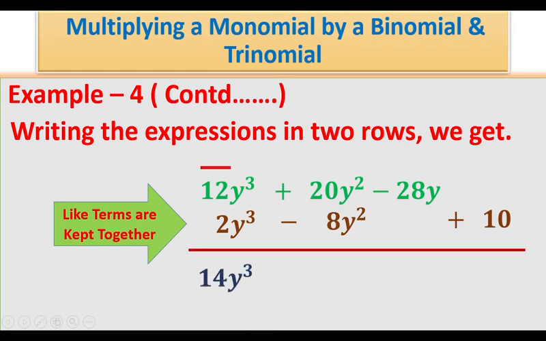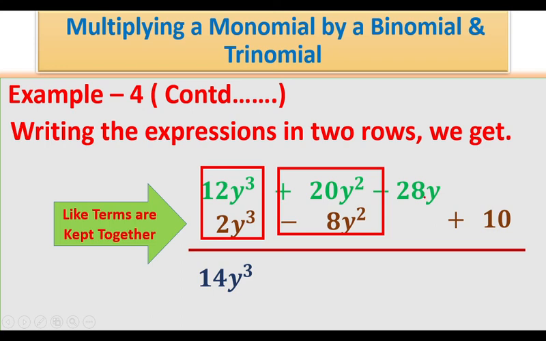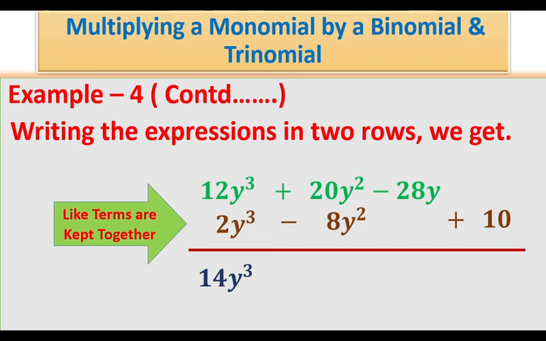Here 12y cubed plus 2y cubed, they are added, so it is 14y cubed. And after that 20y squared minus 8y squared, they will be subtracted, because with opposite signs we always subtract. And this minus 28y is an unlike term, it will be written separately, as it is, and plus 10 is also an unlike term, it will be written as it is. So let's see here now. 20y squared minus 8y squared is 12y squared, minus 28y as it is, plus 10 also as it is.